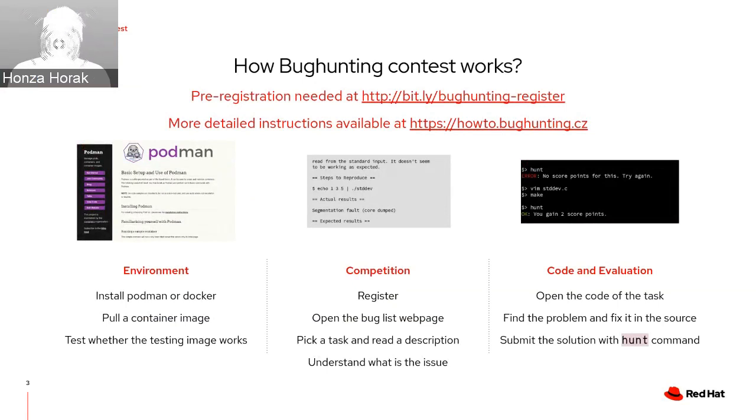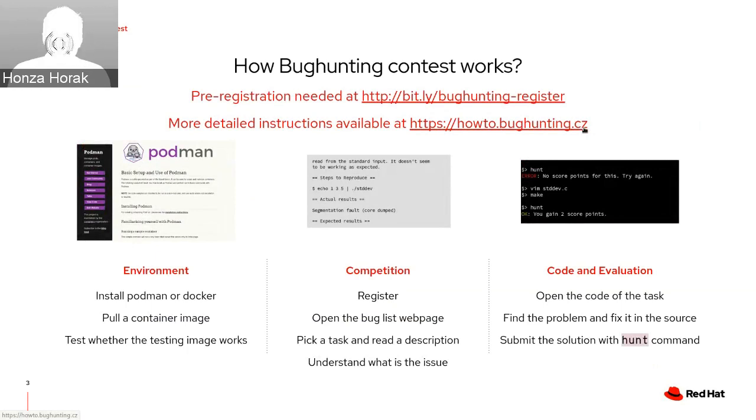During the registration, you can pick the time that best suits your schedule, and each round takes about 50 minutes. After the registration, you will receive a mail with a BlueJeans link and also a machine name that you will need for connecting to the competition. A detailed version of these instructions is available under howto.bughunting.cz.